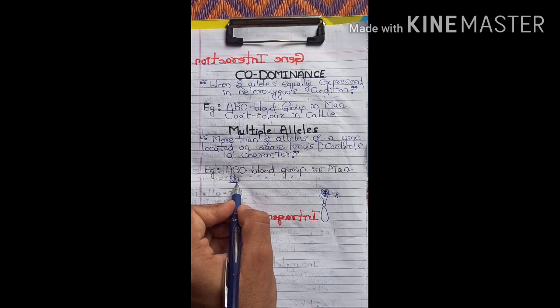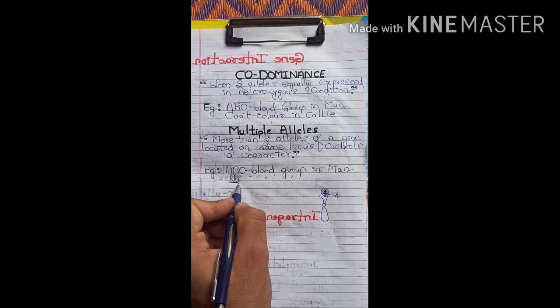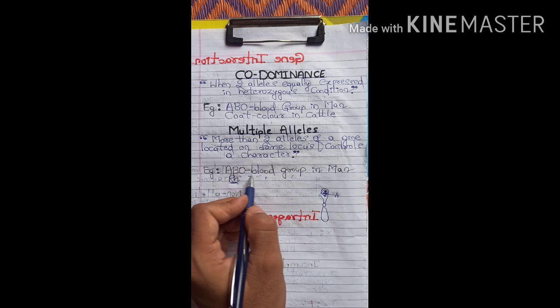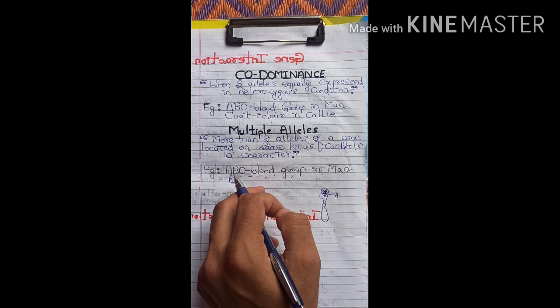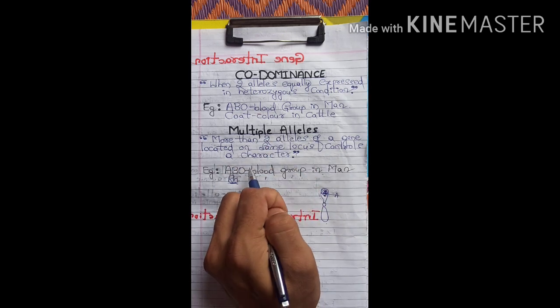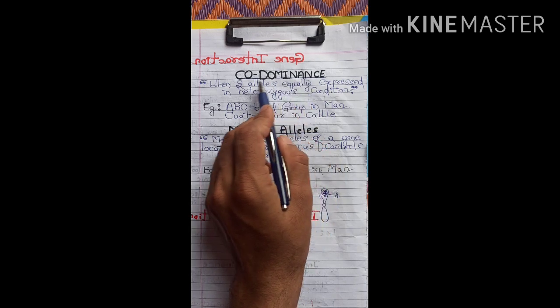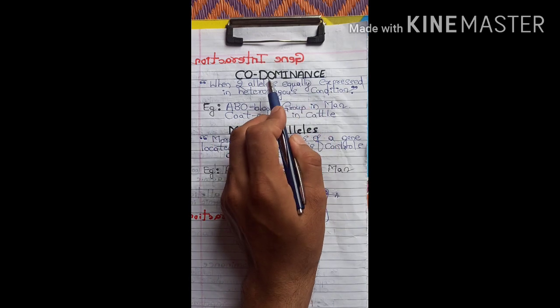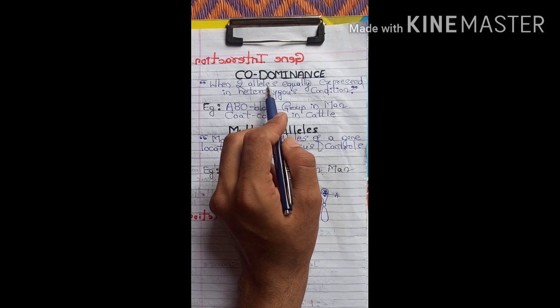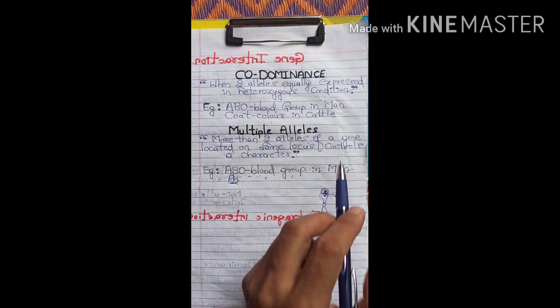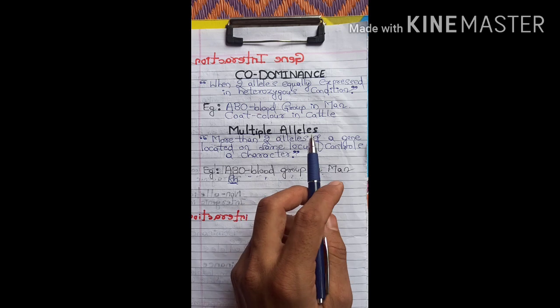And I hope you remember that the Rh antigen is located on the plasma membrane. Both the ABO blood group in man and the Rh blood group system in man are examples for multiple alleles, and these two are examples for codominance also. Usually the codominance phenomenon has more than two alleles, as I told you. So this is all about allelic interaction.